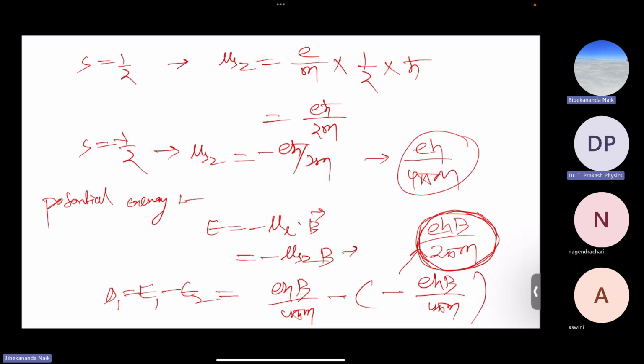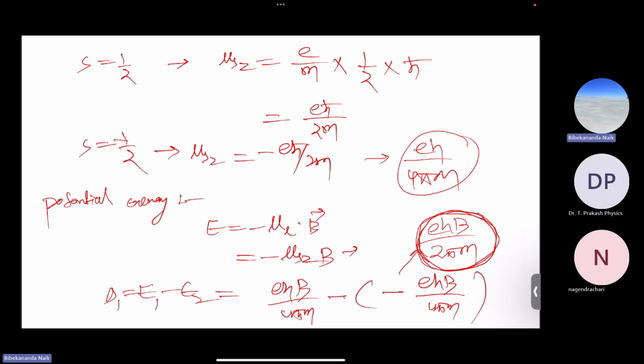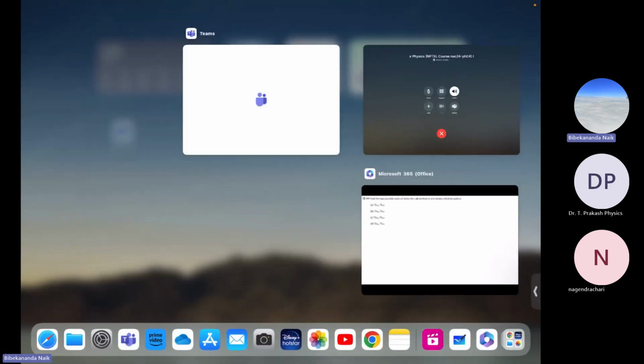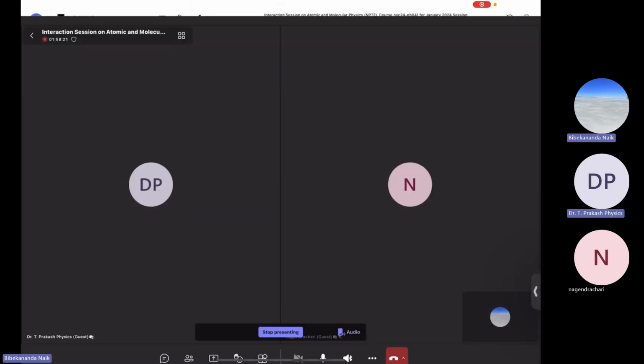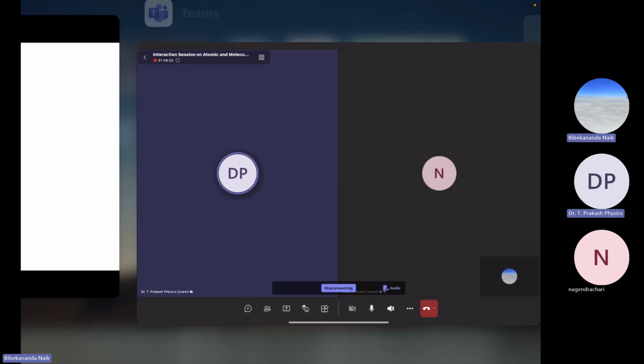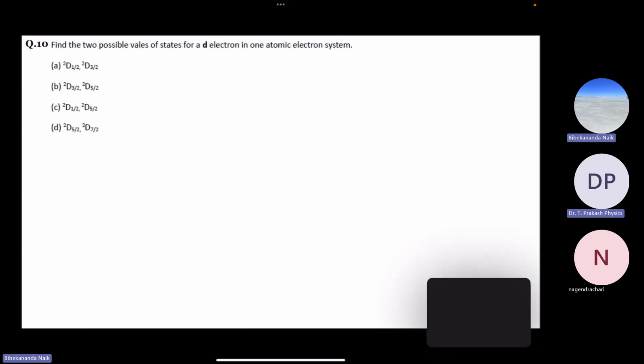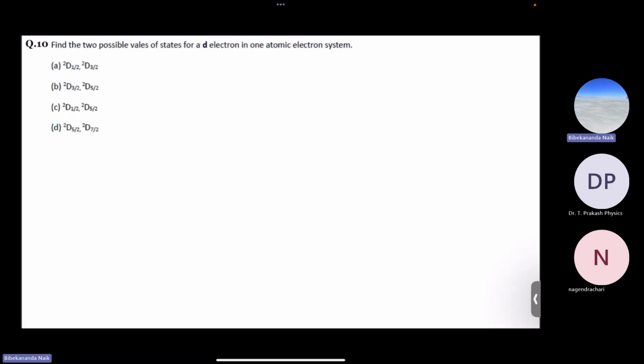Sir, the question paper is not visible, sir. Sorry, it is not visible. Yes, sir. Now it is visible. Previously, we had only seen the last screen. Yes. So is it now visible? Yes, sir. Is it clear?